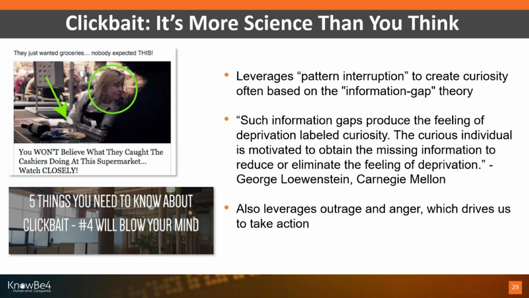These sorts of ads are designed to leverage those emotions. I do love the one in the bottom there. "5 things you need to know about clickbait. Number 4 will blow your mind." Folks, that is a clickbait ad about clickbait, which is fantastic. It's kind of like Inception, and buildings are folding around us. And I just thought that was pretty funny how they ended up leveraging clickbait like that.